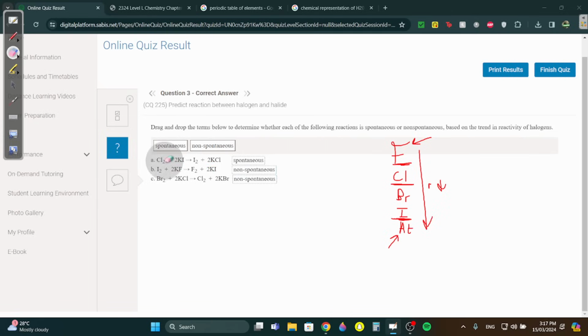Then Br2 plus 2KCl. Again, my neutral one is Br, and the halide is Cl. Okay. Is Br more reactive than Cl? Br is down here, Cl is here. Cl is more reactive than Br. That means this cannot happen. It's non-spontaneous. Look, sometimes they give it differently, okay?